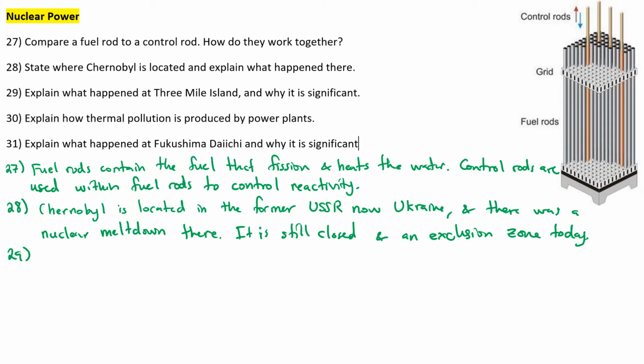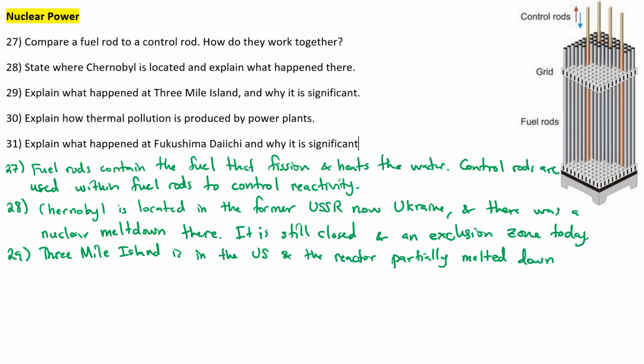29. Explain what happened at the 3 Mile Island and why it's significant. So, 3 Mile Island is in the US and the reactor partially melted down, but only minimal radiation escaped the containment unit.